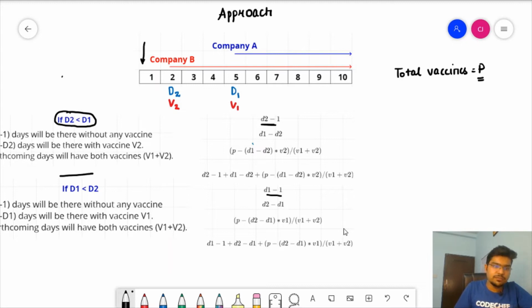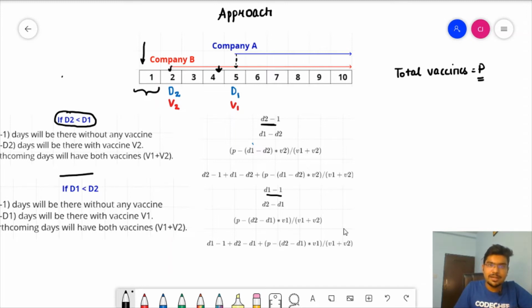Now the first case is already considered, that at least we should have D2 minus 1 days. As we can see, this particular part is vacant, correct? Now how many days will there be with V2 vaccines? So I am considering this case. After this, only company B starts the production, right? And till when will it produce? It will produce each day till this particular day, that is till day 4, because on day 5 we'll encounter company A. So before that only company B produces the vaccine.